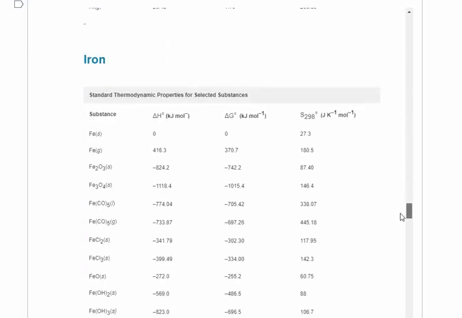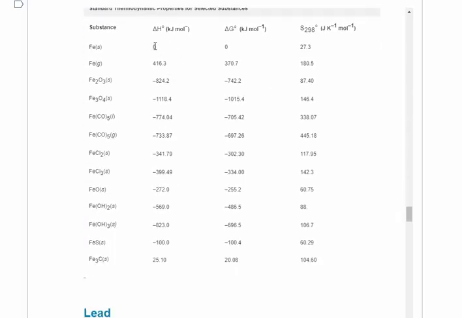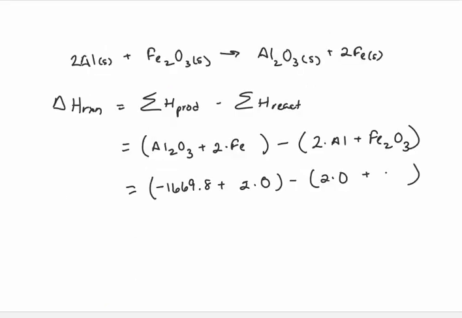So here's the standard enthalpy of iron, solid iron, is 0. And here's the oxide compound I need. Again, delta H is in the first column. So I'm looking for the negative 824.2.